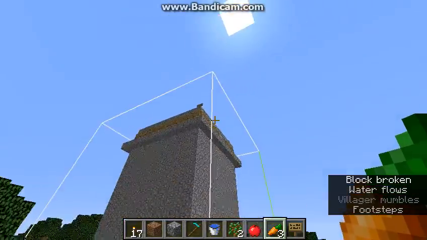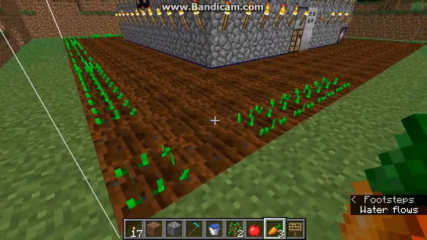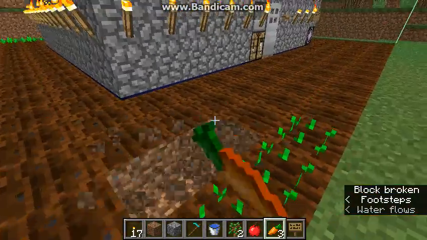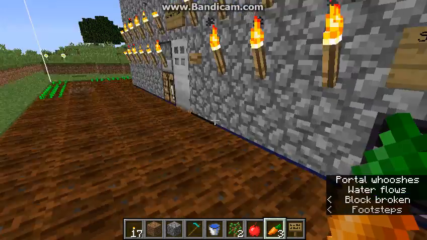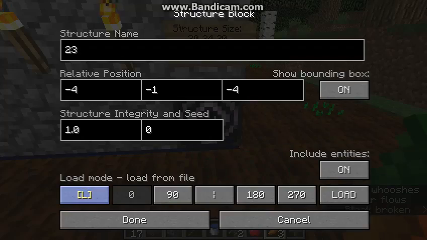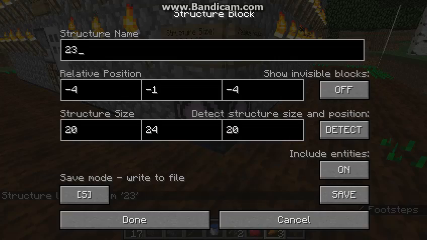And see these lines here. These lines show the outline, basically, of the area. See, and any time anything goes wrong, no matter what goes wrong, like I just broke those blocks over there, the structure can be reloaded. And notice that it goes back to save mode every time I do that.